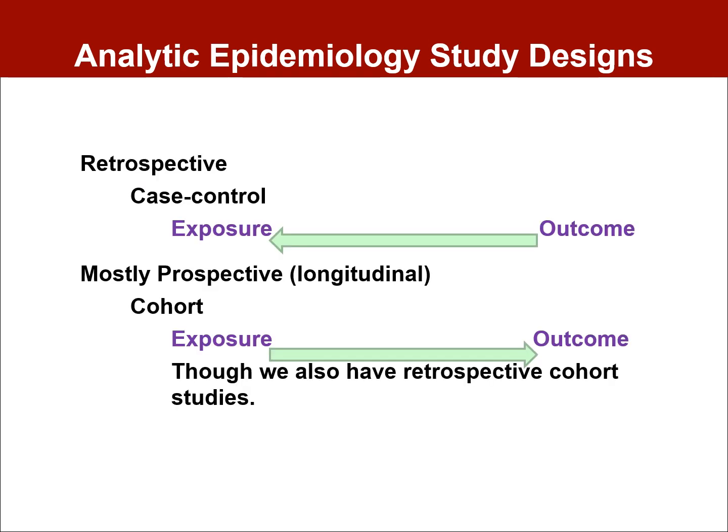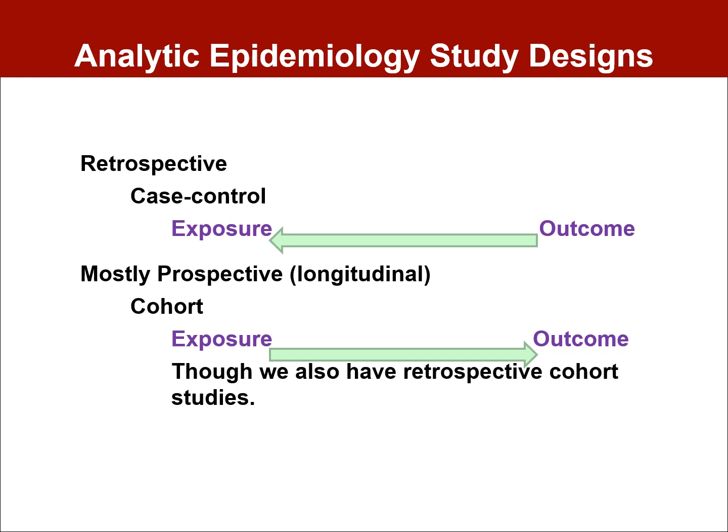So let's look at retrospective and prospective. Case control study designs would be considered retrospective because in the case of case control studies, the outcome has already taken place and now you're trying to backtrack to a particular exposure, right? That's why it's retrospective. Prospective, on the other hand, also known as a longitudinal study, starts with the exposure and moves to the outcome.